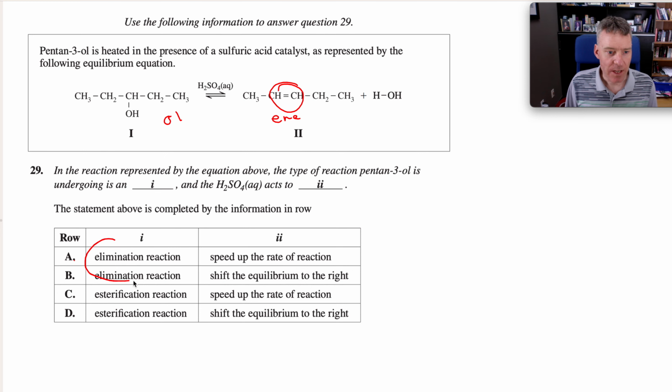So we've got elimination, and what do you put up here? You put catalysts up there to speed up the rate of reaction. And so this is not an equilibrium. That arrow is more distracting than anything. So it's really just testing knowledge of catalysts in the second part.